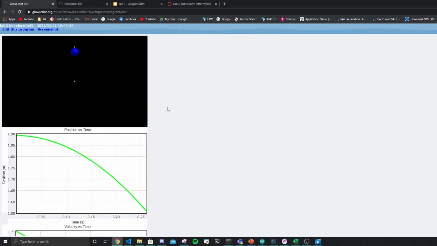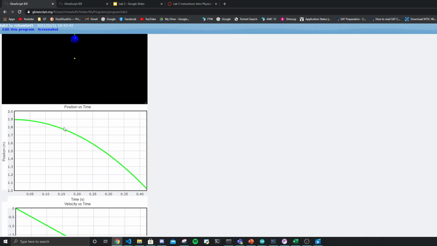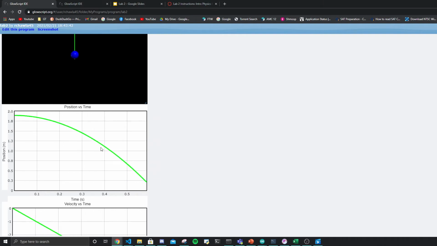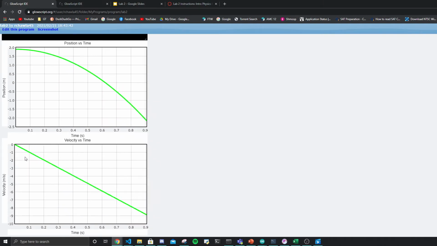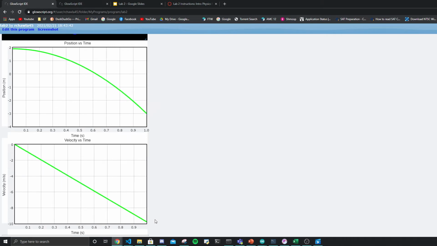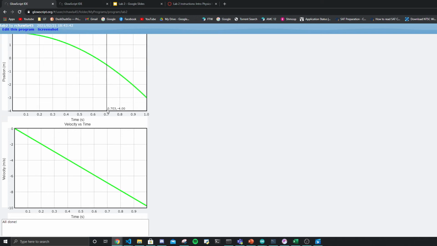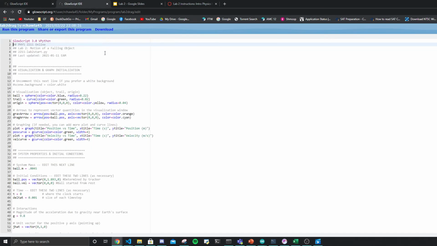As we can see, the program is still running, and for position versus time, the position seems to decrease exponentially, which means the ball is accelerating. The velocity is decreasing constantly over time, which means we have constant acceleration with the force, and that's the first model. Now I'm going to go into the drag model.